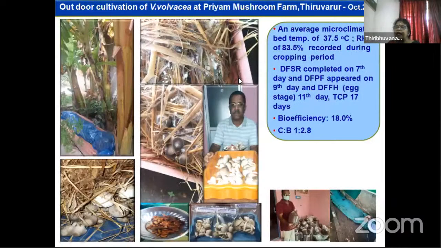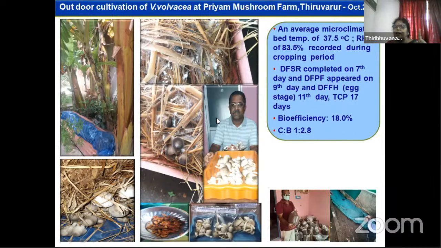So I went there from October to November, 3 times I went over there. And then again, I conducted the trial there itself in the farmer's field in a banana ecosystem. And we could see that the same 7.5 degrees centigrade of temperature and relative humidity of 83.5 was achieved, with a good cropping cycle of 17 days and with a bioefficiency of 18%.